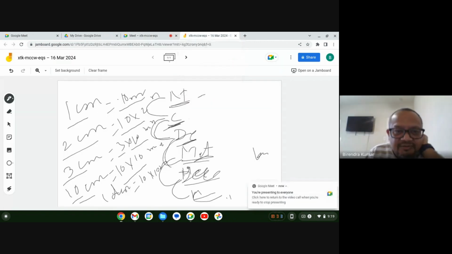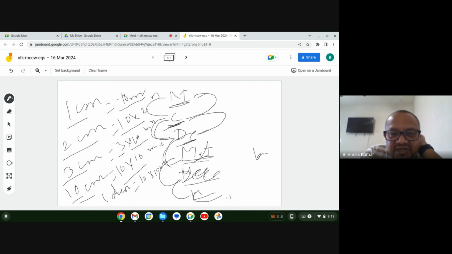So I'm saying here, first of all, in this sequence, 10 millimeter makes 1 centimeter. 10 centimeter makes 1 decimeter. 10 decimeter makes 1 meter. 10 meters makes 1 decameter. And 10 decameter makes 1 hectometer. 10 hectometer makes 1 kilometer. From this understanding, I'm trying to derive something here.